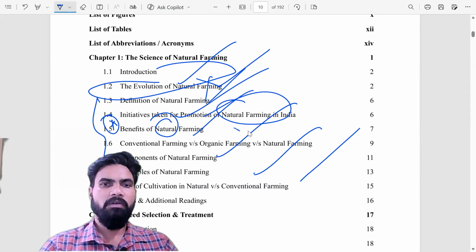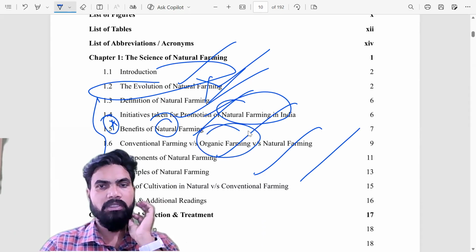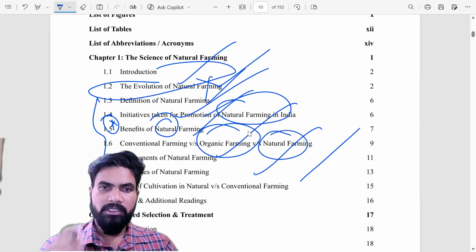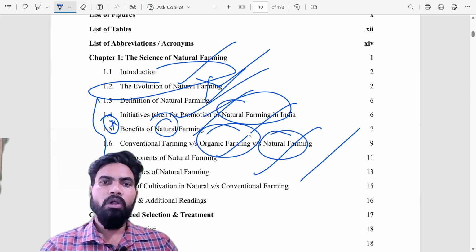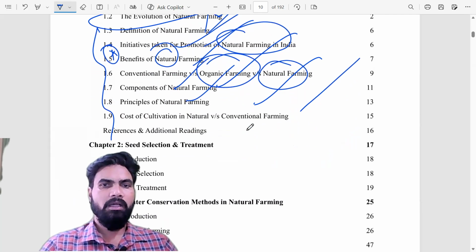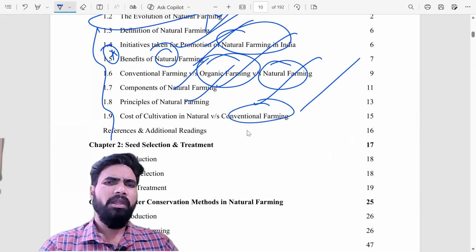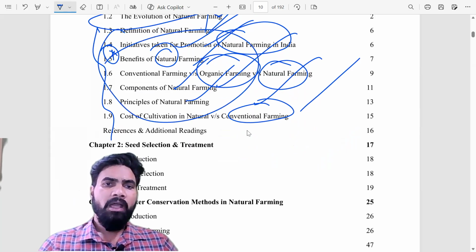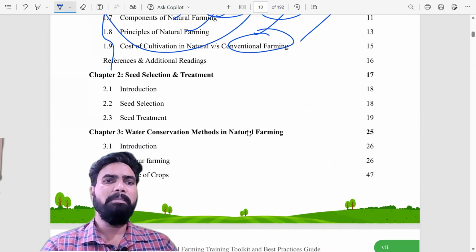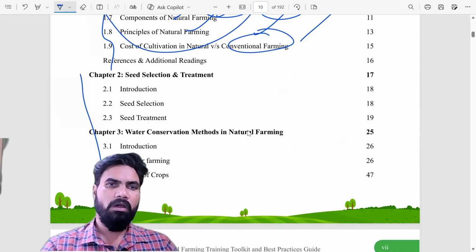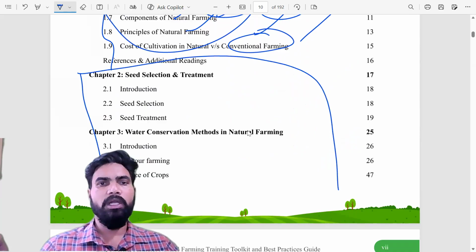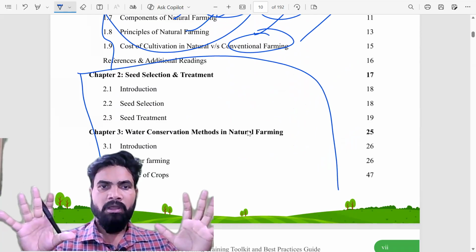Then conventional farming versus organic farming versus natural farming. The differences we will see, important one. Components of natural farming, principles of natural farming, then cost of cultivation of natural farming versus conventional farming. Need not focus that much on this. Okay, this is the part you have to read. Okay, rest of the chapters you can simply omit if you are that much interested about elaborately knowing the natural farming.